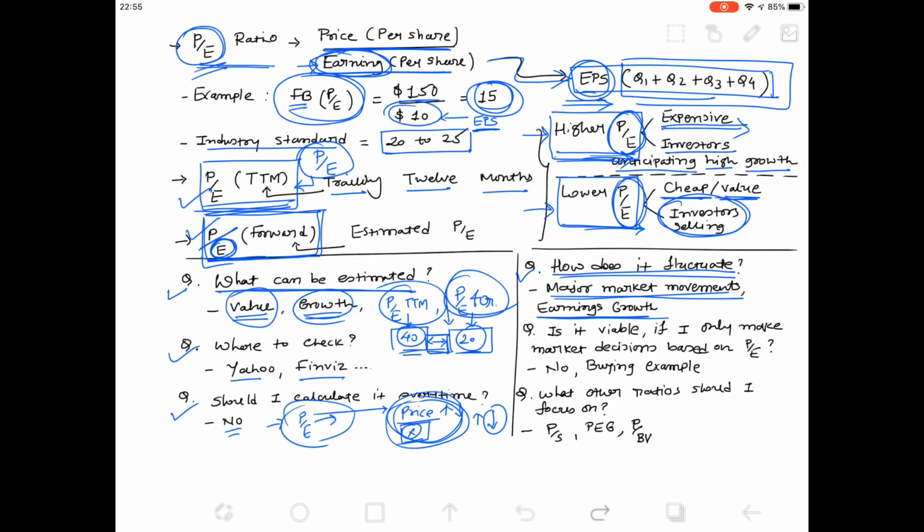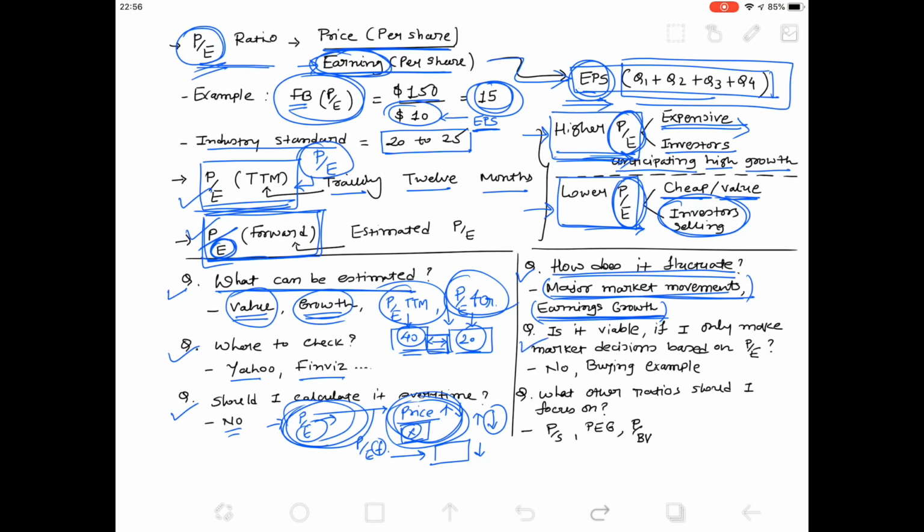Now, if the earning increases, for the PE TTM the earning won't change, but for the PE forward ratio, if the earning increases, the PE ratio will come down. And that's why most of the time we say for growth companies, PE TTM is high, but PE forward is low. So that can happen. So two major things can affect it: one is major market movements, and second is earning growth.